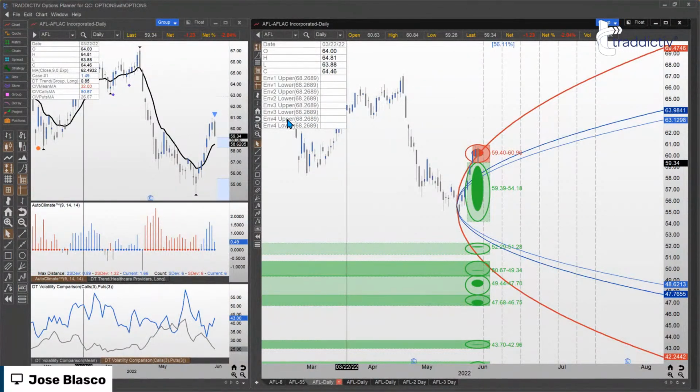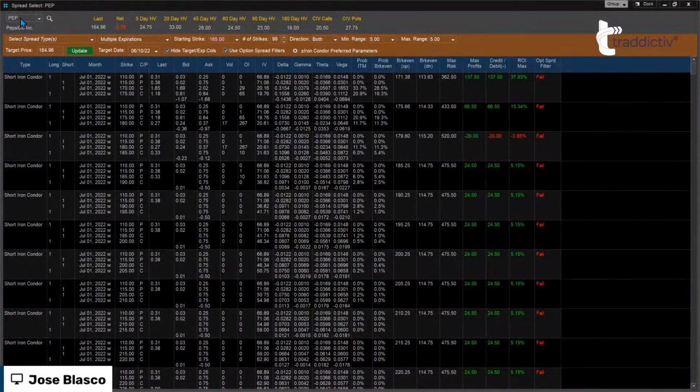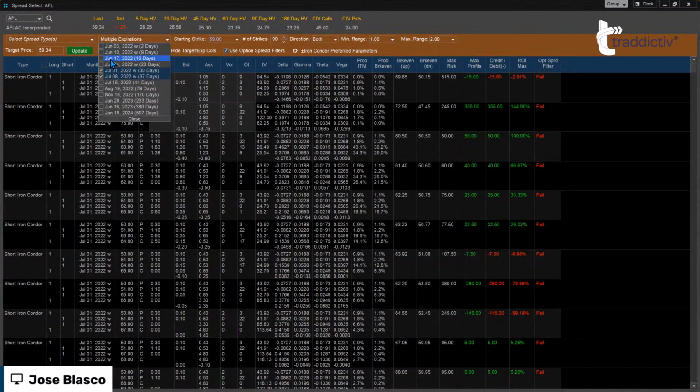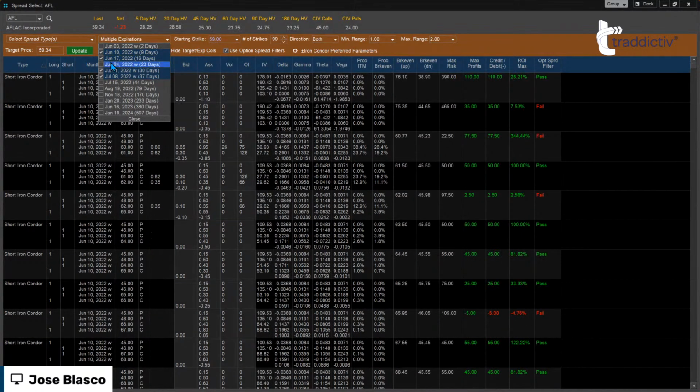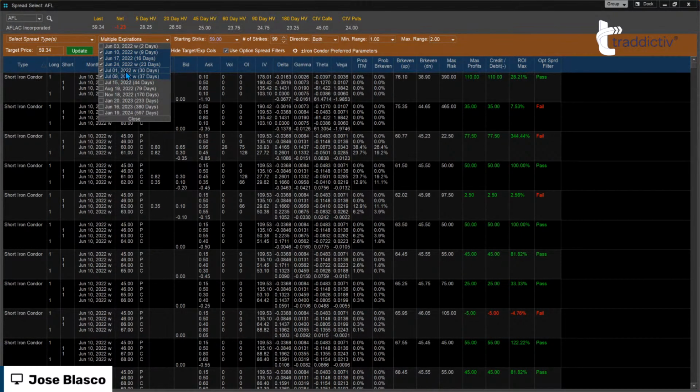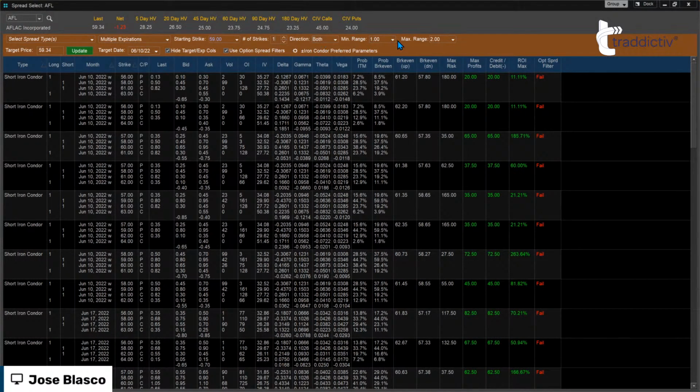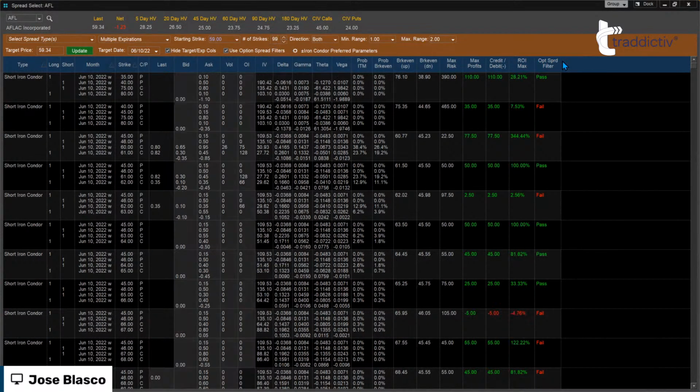So let's go for the spread select, add AFL. 10, 17 for 1 and 8, 24, 1 and 8. So we're going to be building iron condors. This is a $59 stock, so we're going to do 1 to 2. We're going to be building 99. And let's sort.